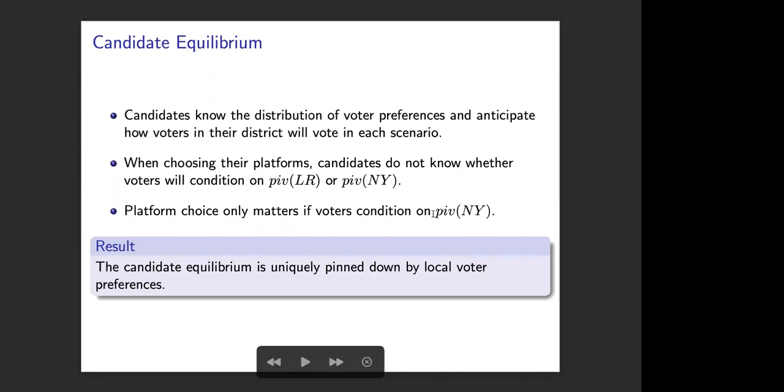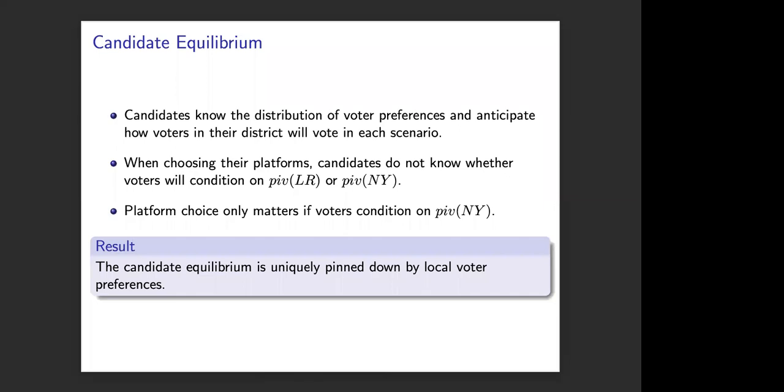But what do the candidates know? They know that their platform choice only matters if voters are going to focus on the reform dimension. Because if they focus on the left-right dimension, it doesn't matter what platform they've chosen on the reform dimension. And so the candidates are going to behave as if what matters is the reform dimension. And what comes out of that is that the candidate equilibrium is uniquely pinned down by local voter preferences.